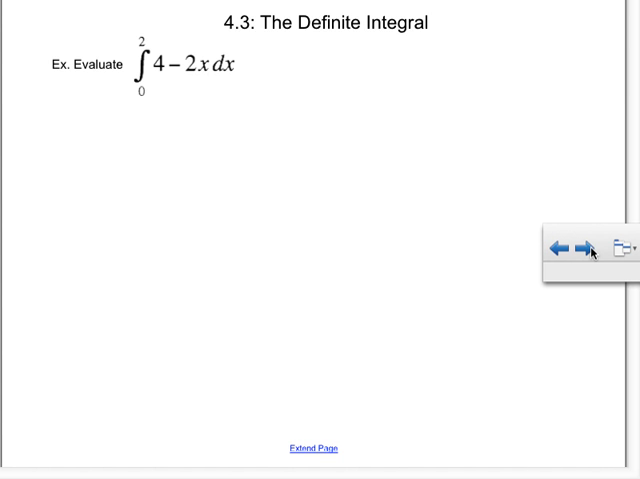The area underneath 4 minus 2x from 0 to 2. You guys okay with that? Now, we will not be doing these algebraically over the next couple days because we don't have the connection to do it yet. We will be doing these graphically and geometrically instead. So what I want us to do is start by drawing a graph.